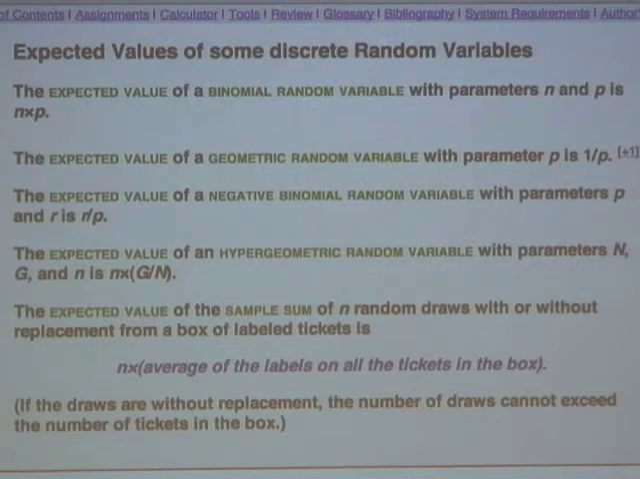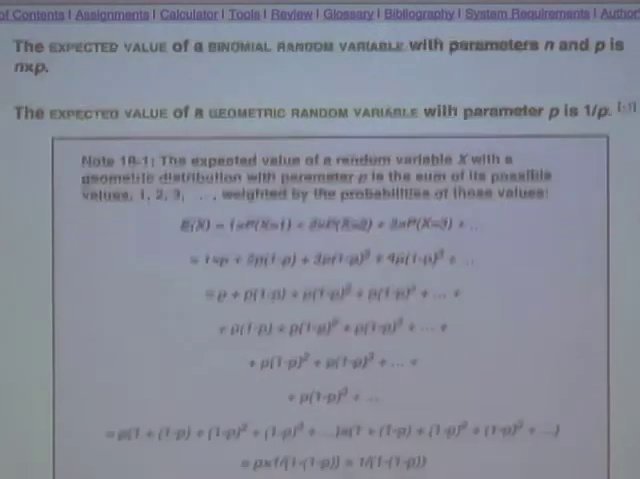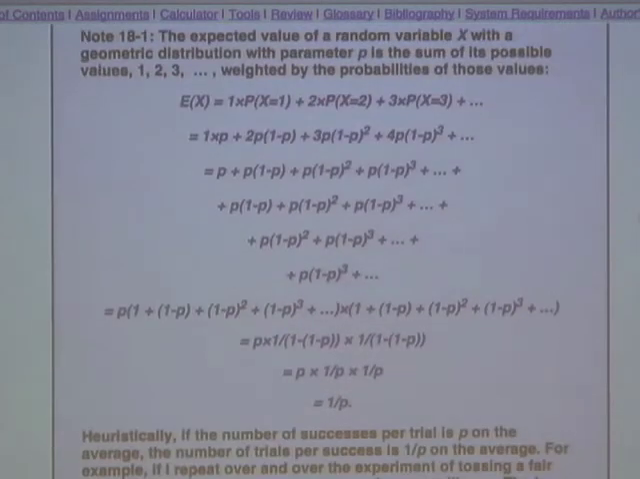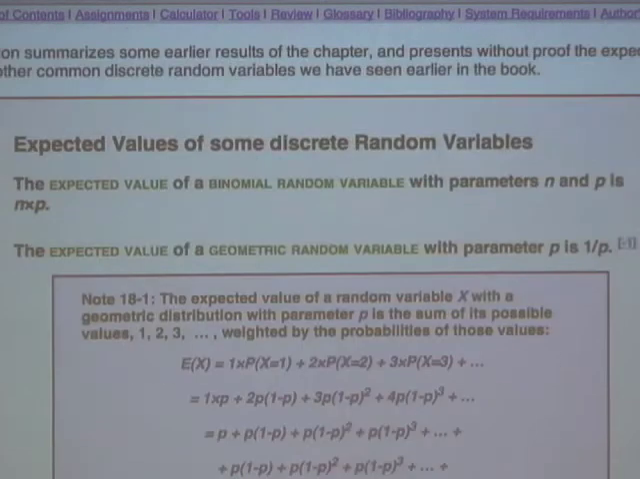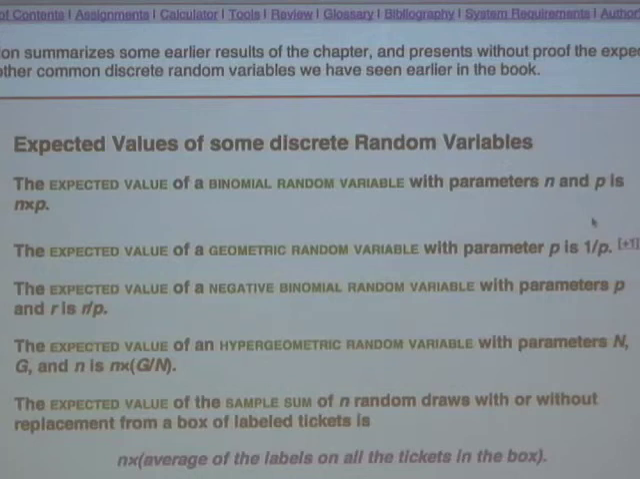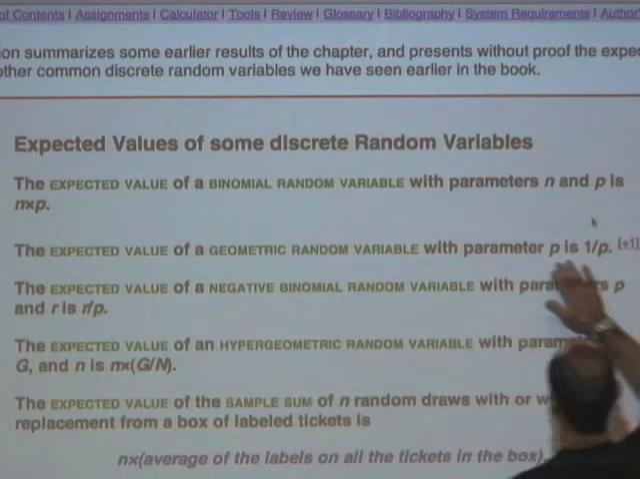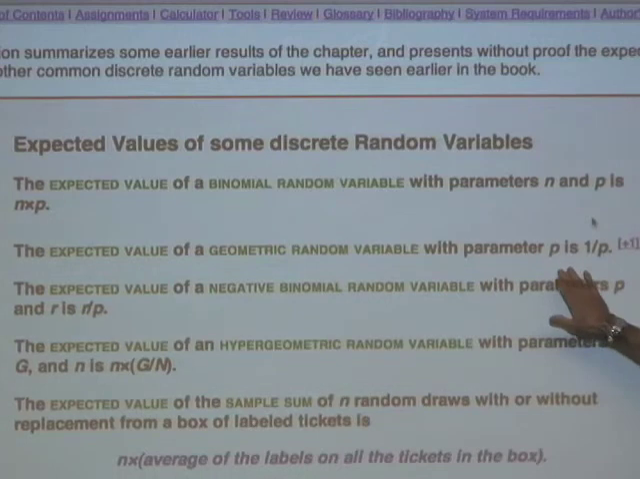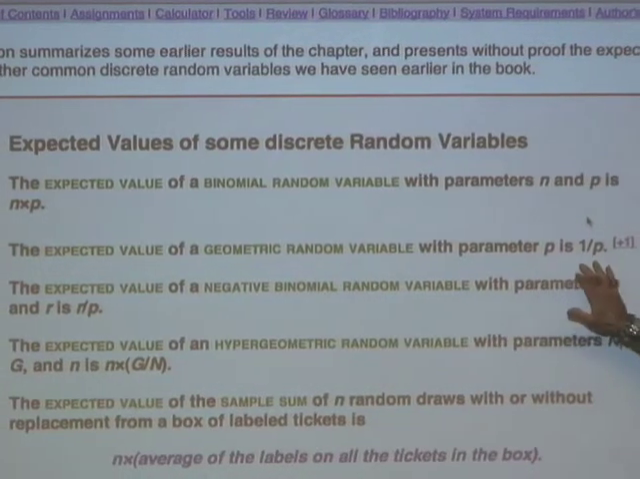That's a loose heuristic. It's not completely accurate, but the proof that that's the expected value is a little longer. So you don't want to know that. You don't have to know that. Okay, but let's assume that we take this now as given, that the expected value of a geometric random variable with parameter p is 1 over p.